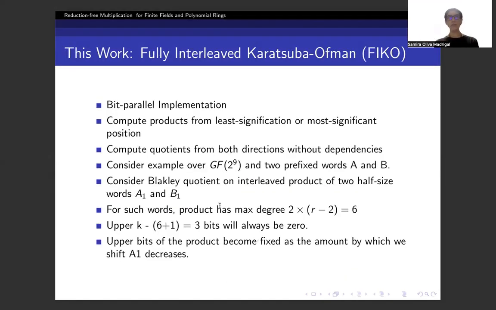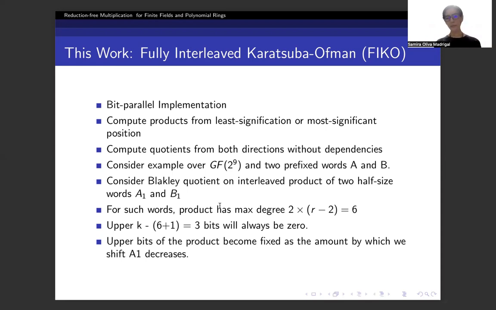So our first goal was to have a fully interleaved Karatsuba-Ofman algorithm, develop that into a reduction-free version, and get something that gives at least some speedup over bipartite. The first goal: how do we take the most recent work and make it fully interleaved, where we have a bit-parallel implementation and we are computing 1 bit of each term in parallel per clock cycle?